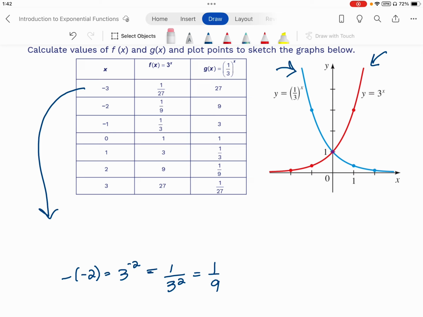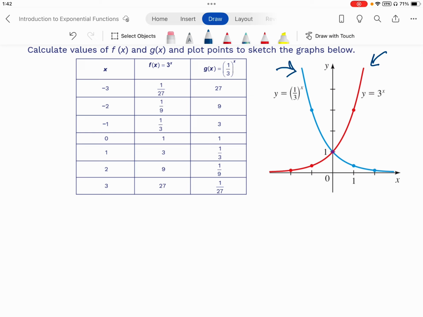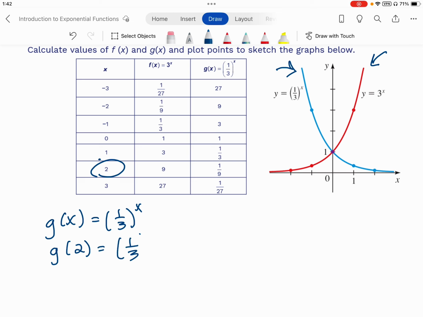Now, let's get some of this out of the way here. We'll look at some of the other ones. If we look at the other function, the g to the x function, let's look at the 2. So the g of x function is 1/3 to the x, and then g of 2 would be 1/3 squared, which will be 1/9. And that's where they're getting that from.